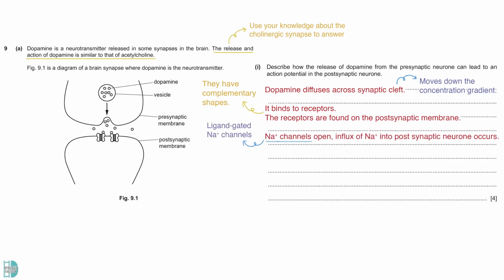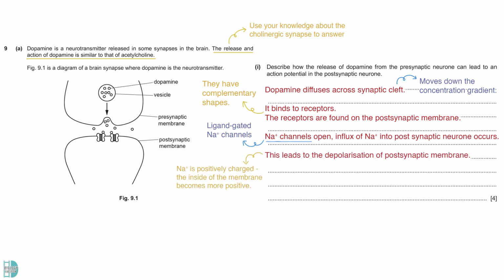The binding causes the ligand-gated sodium ion channels to open. This leads to an influx of sodium ion into the postsynaptic neuron. Since sodium ion is positively charged, the depolarization of the postsynaptic membrane occurs. The inside of the membrane becomes more positive. The action potential is created when the threshold is exceeded.